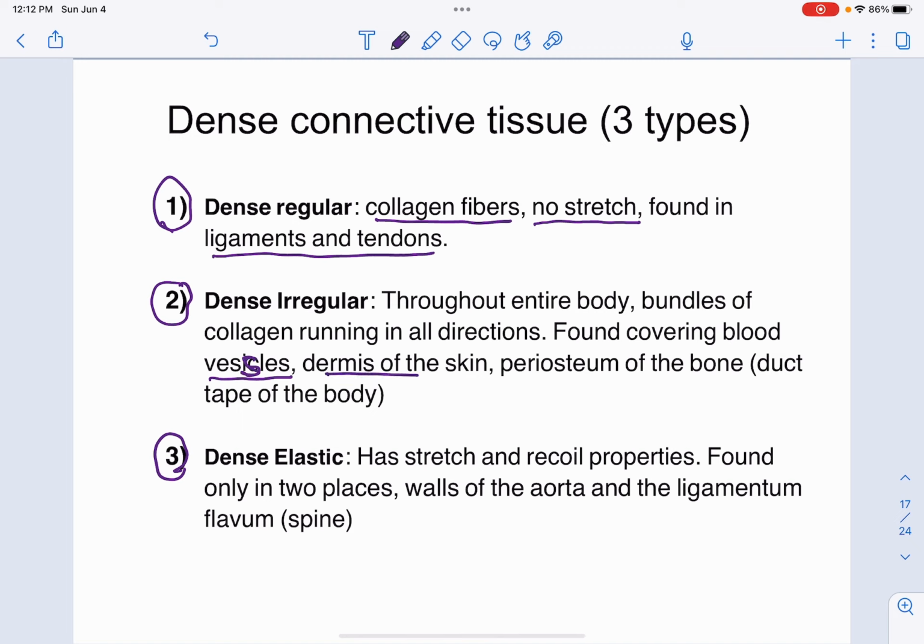The dermis of the skin, the outside covering of bone. It is basically the duct tape of our body. And what you will see, it's called irregular because the collagen fibers are actually running in all different directions. And I'll show you images next.